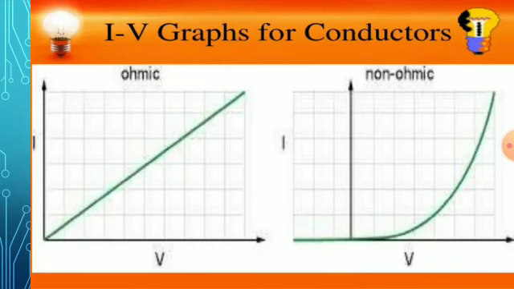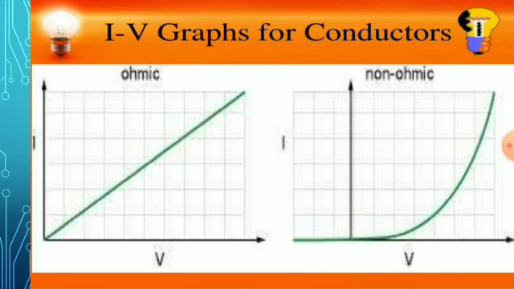Next one, plotting a graph between V and I. If we plot a graph between V and I, normally we will get a straight line for an ohmic conductor, that is given in the first graph. So straight line we are getting. So this is for an ohmic conductor. Ohmic conductor means the conductor which obeys Ohm's law. So here V and I are directly proportional.